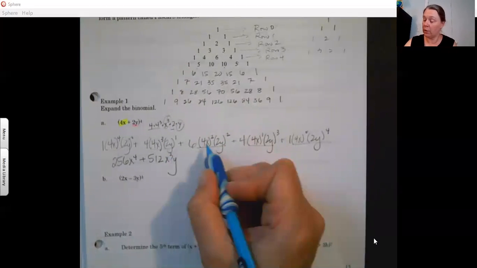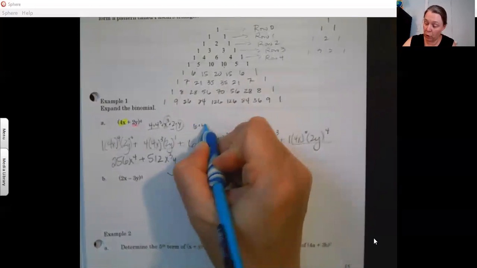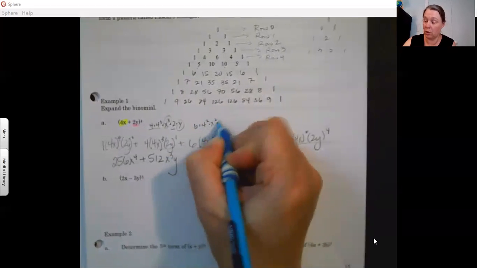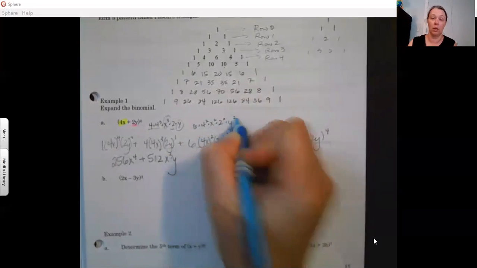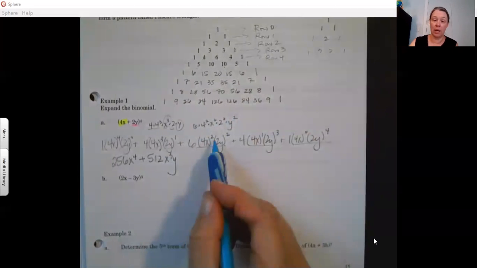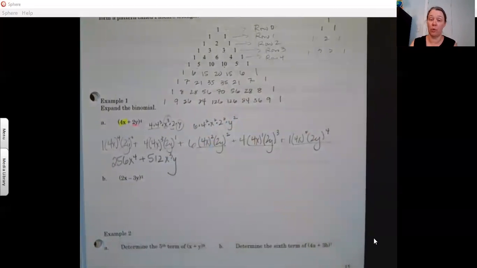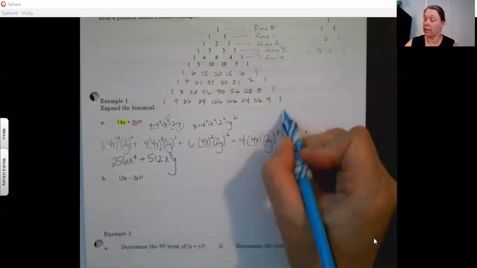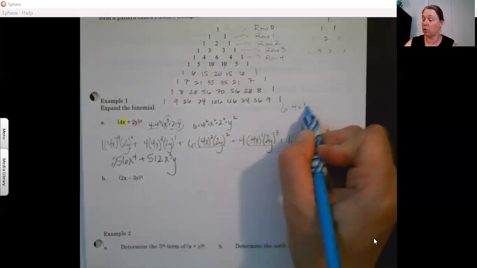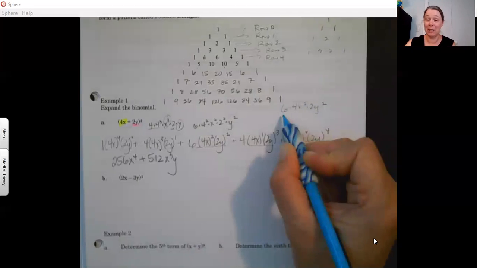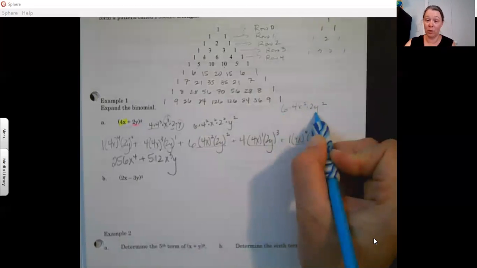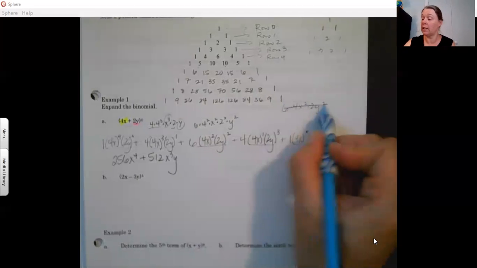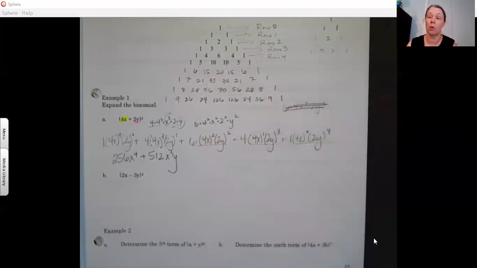Okay, now on this one, I've got a 6 times 4 squared times an x squared times a 2 squared times a y squared. Make sure that power on the outside is applied to everything. If you don't write it in parentheses, if you were to just write 6 times 4x squared times 2y squared, that just means 6 times 4 times 2, which is way different than 6 times 4 squared times 2 squared. So please, number 1 mistake is to not put stuff in parentheses, please.